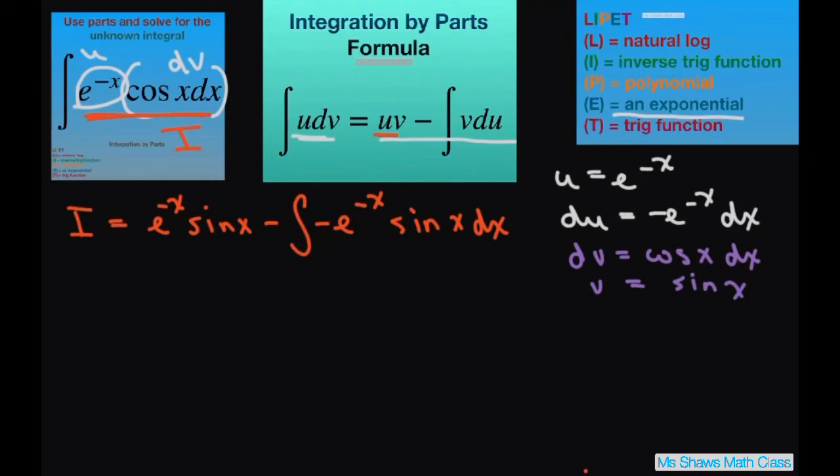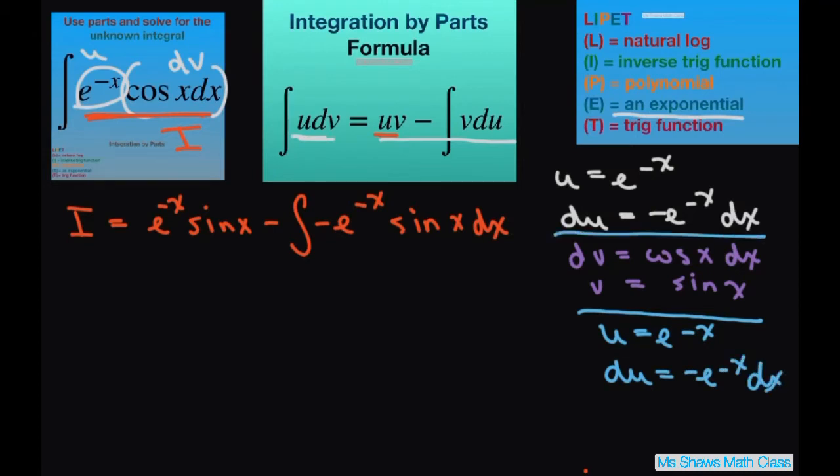Now, let's go ahead and integrate by parts again. So we're going to let u equal e to the negative x, and du equal negative e to the negative x dx. So we have the same thing basically. And therefore our dv is going to equal sine of x dx, and our v is therefore negative cosine of x.